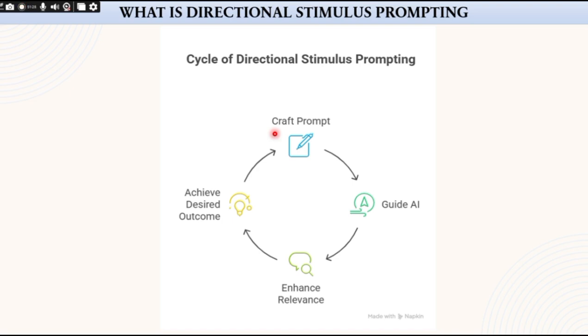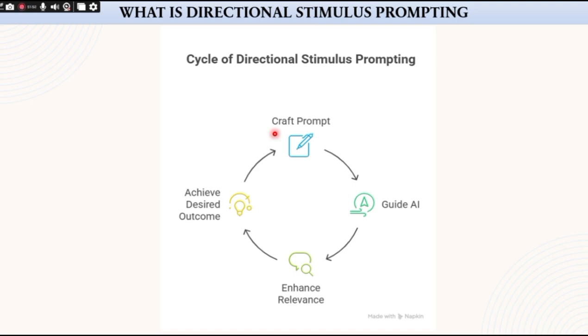So that is exactly how directional stimulus prompting works in AI prompting. Instead of asking a question plainly, we add a gentle nudge or direction that tells the model how or what angle to think from. So actually this leads to more accurate and focused responses, especially for complex or open-ended tasks.